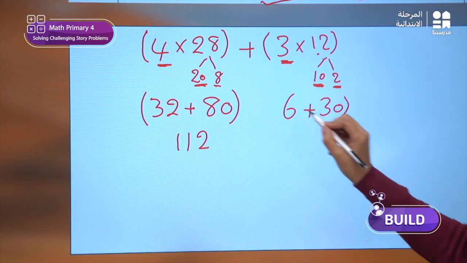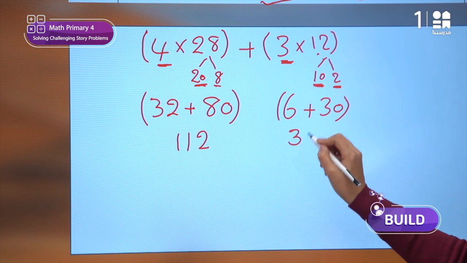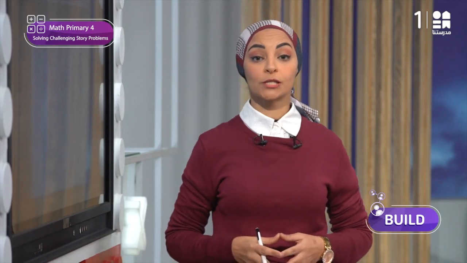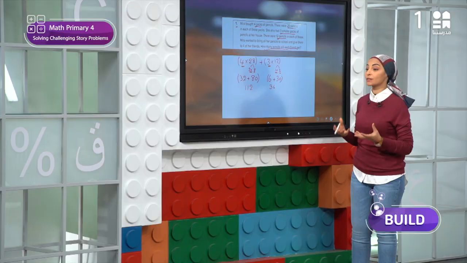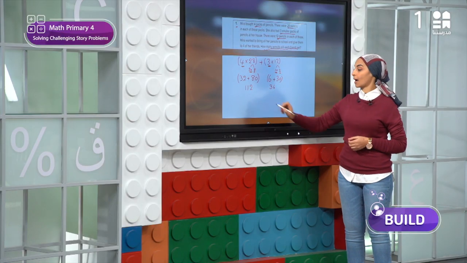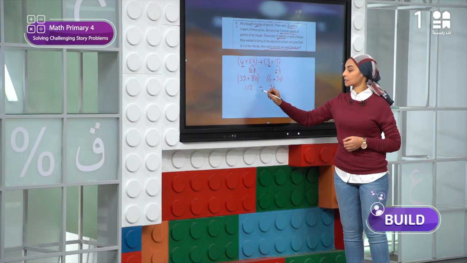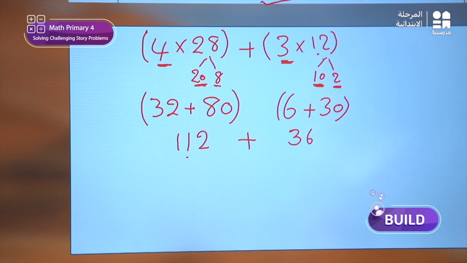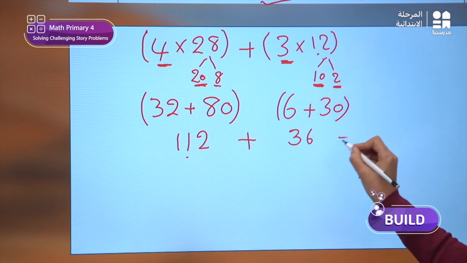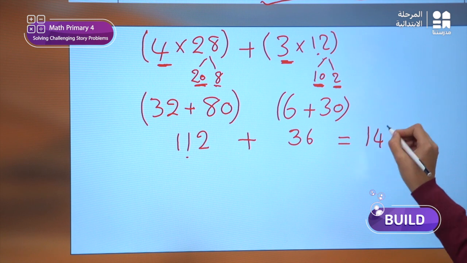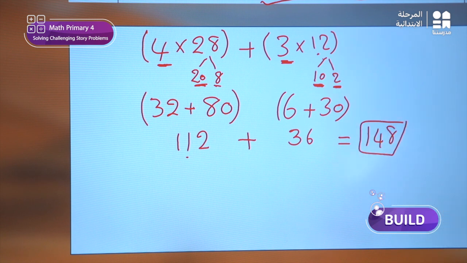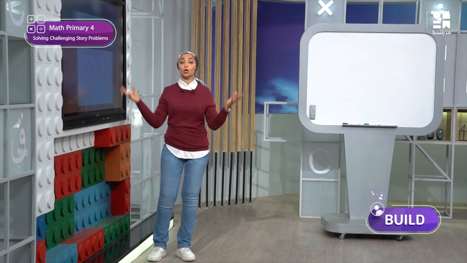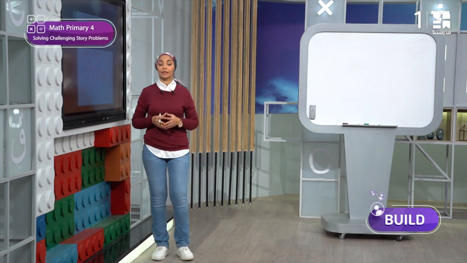So I'll do 6 plus 30 equals 36. Then, what should I do? Of course, I will add these two numbers. So I'll do 112 plus 36. Here 112 plus 36 equals what? The answer will be 148, and this is my answer. This is the total number of pencils Mira has.